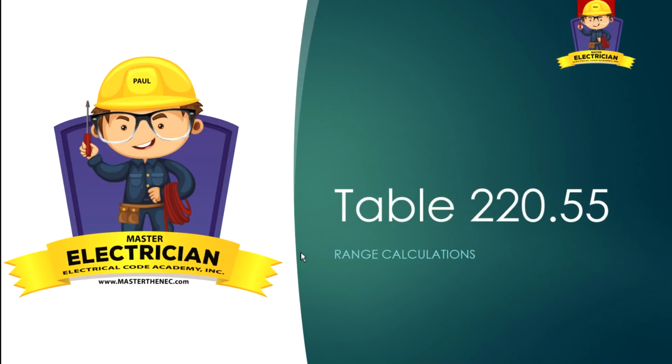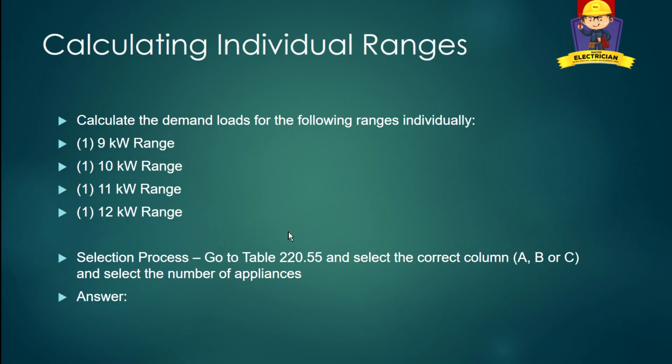So here we're dealing with table 220.55. We're dealing with range calculations at this time. First things first, we're looking at individual ranges, each one of the ranges we show here on the screen. If it's a 9 kW, 10 kW, 11 kW, 12 kW, that is the actual rating for the appliance, in this case, a range. But we want to know what is the actual maximum demand for each one of these.